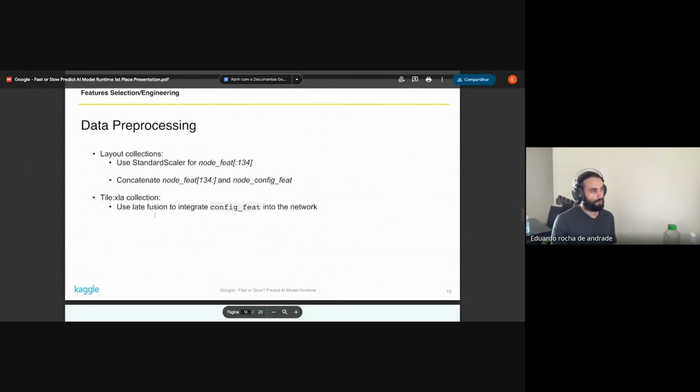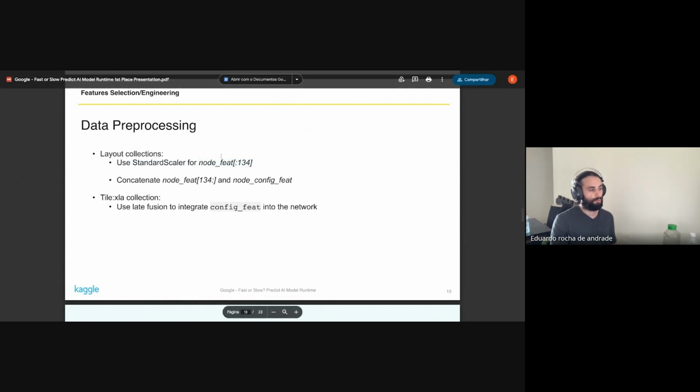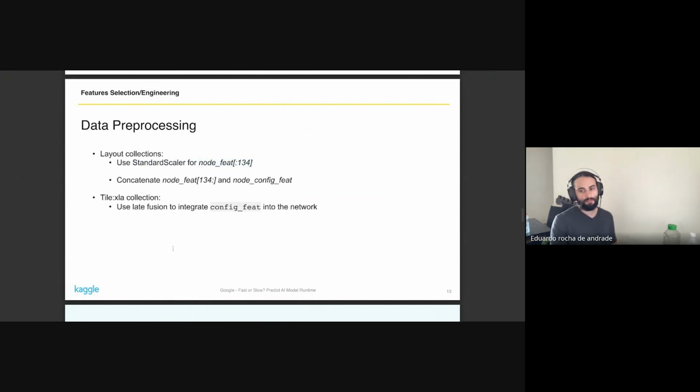Then for the preprocessing, for layout, we just use a standard scaler for the first 134 features of the node feed. The scaler itself is really important because those features can be something like the shape of a tensor, which can have big values. And there are also some features which are the products and sums of those dimensions. So this can go quite big and could completely disrupt the training. So having a scaler here, as with any tabular data, is very important.